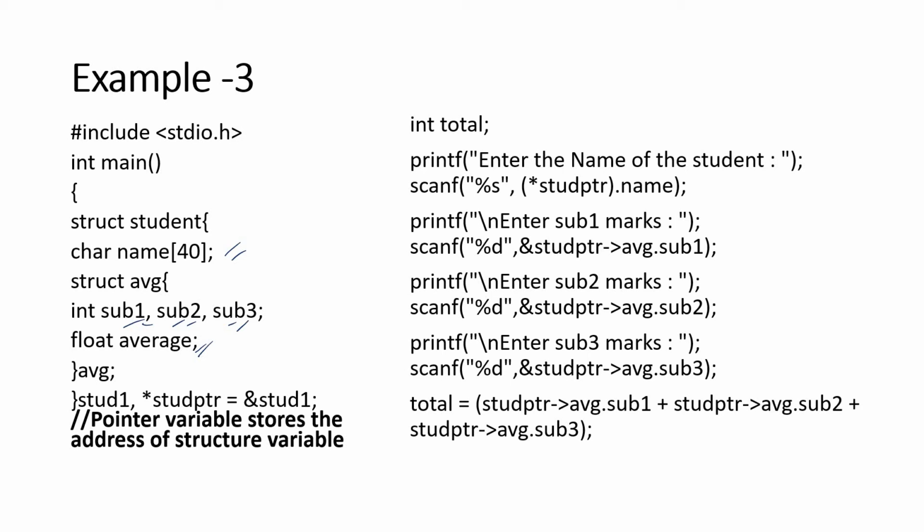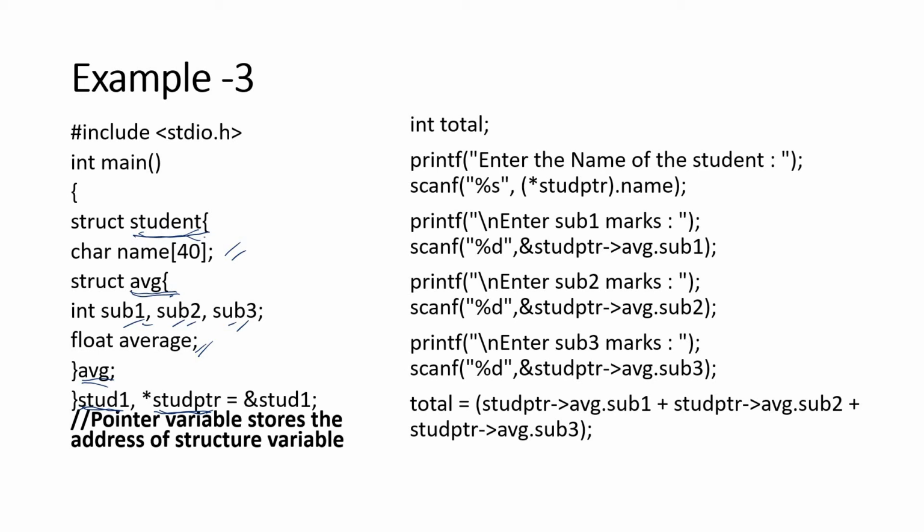Here I have a structure called student, and inside the structure student I am having another structure called average. For structure student I am having the variables called student1 and the student pointer. For average I am having a structure variable called average. So how can I access the member variables?